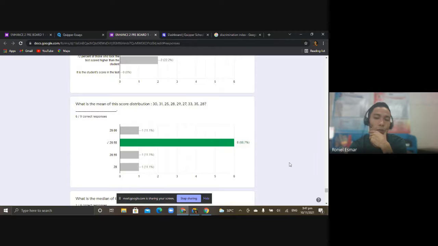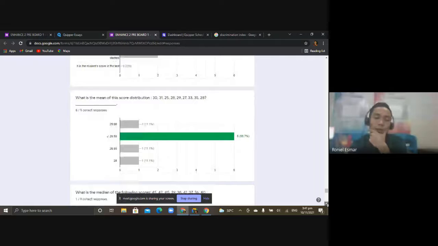So if you are going to add all of this and then you divide it with 1, 2, 3, 4, 5, 6, 7, 8, 9, we will get 29.55 as our mean. So the answer is letter B.